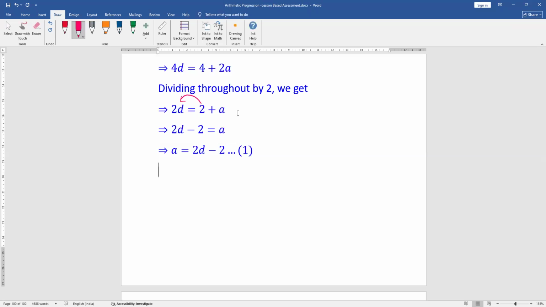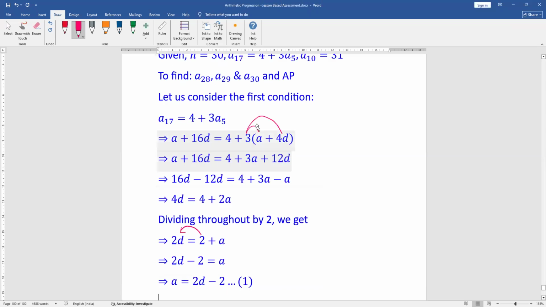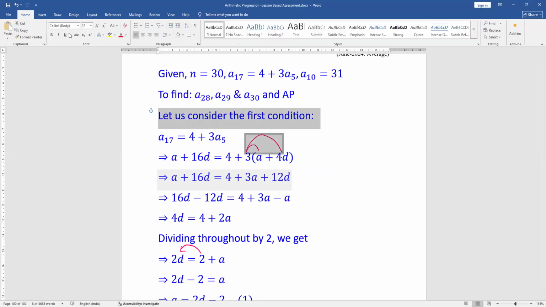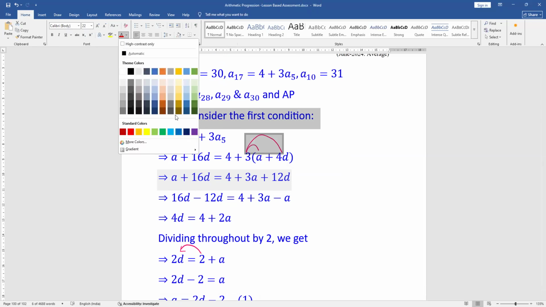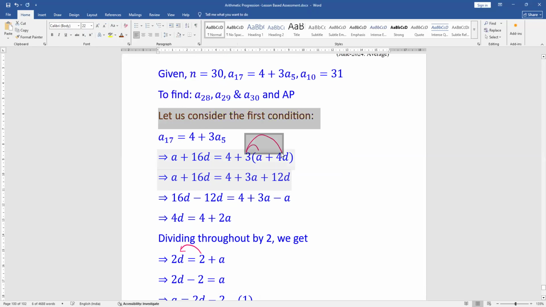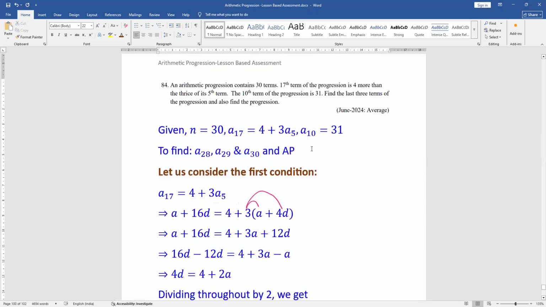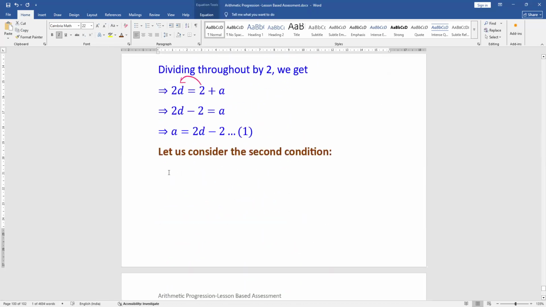Okay, so this is the condition we have taken. That is the first condition. Then we have the second condition I'm going to take. So here is our second condition. They told A10 equals 31. So I take that.